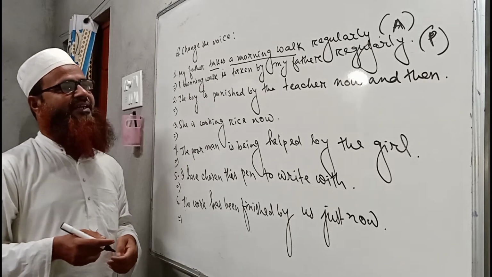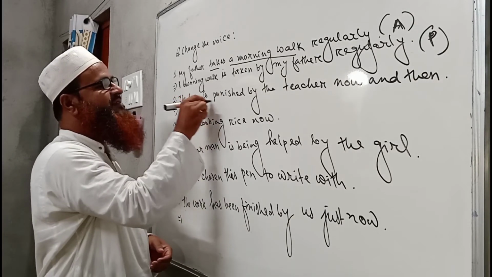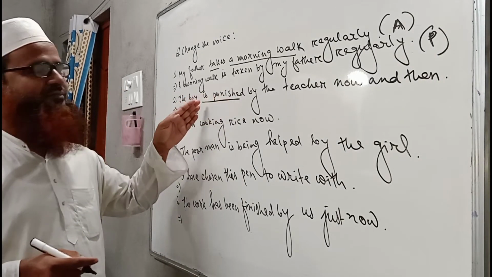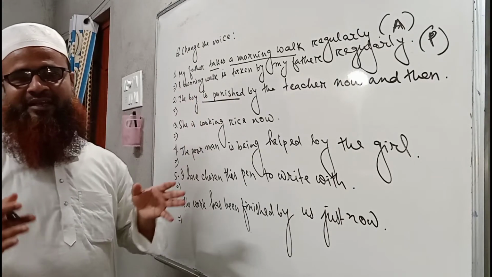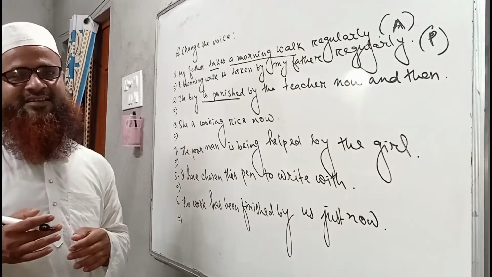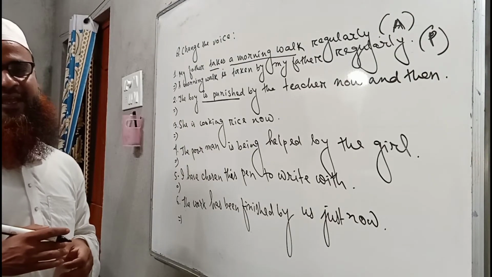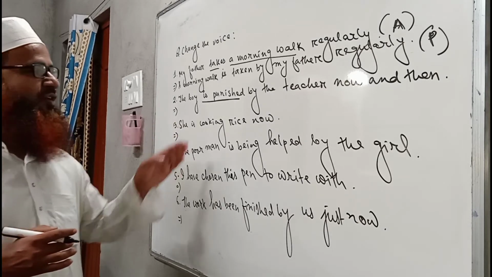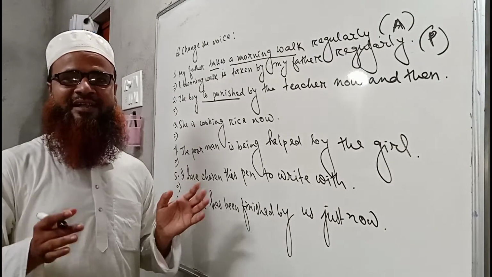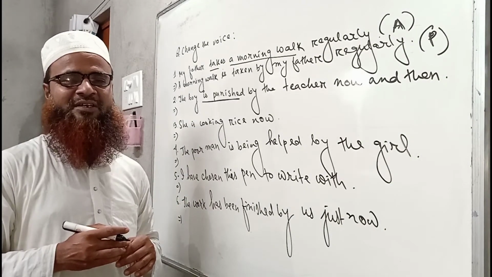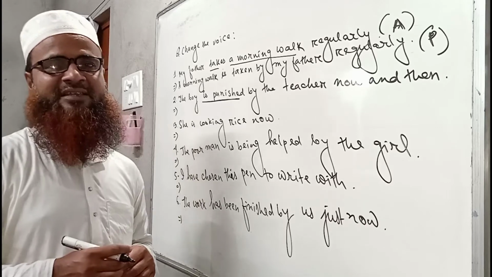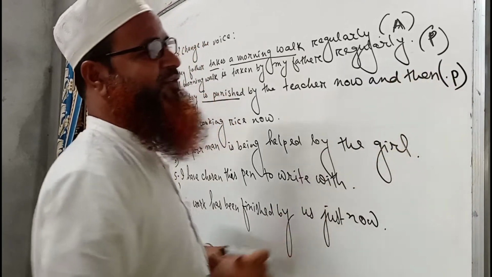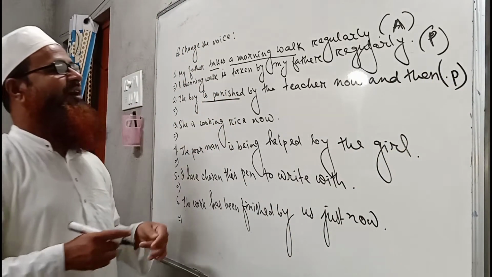Again, the boy is punished by the teacher now and then. Here it is seen that we have used the past participle form after the verb, and when we find such a structure, then we must know that it is not an active voice. It is a sentence of passive voice, because after the verb, if there is the past participle form of the main verb, remember it, this must be a sentence of passive voice. So here I write it is a sentence of passive voice. So now what should we do?